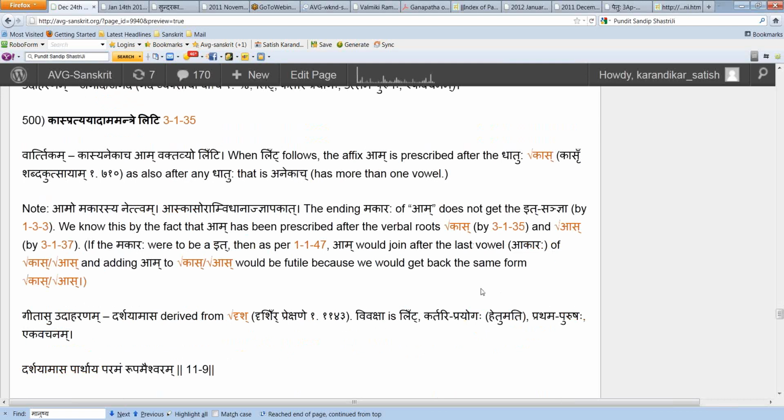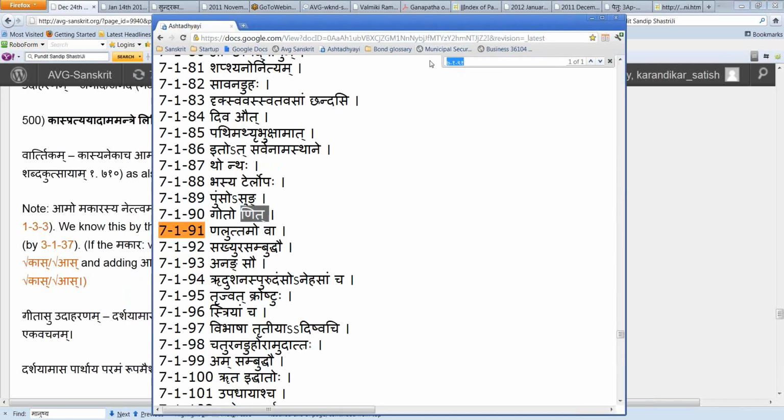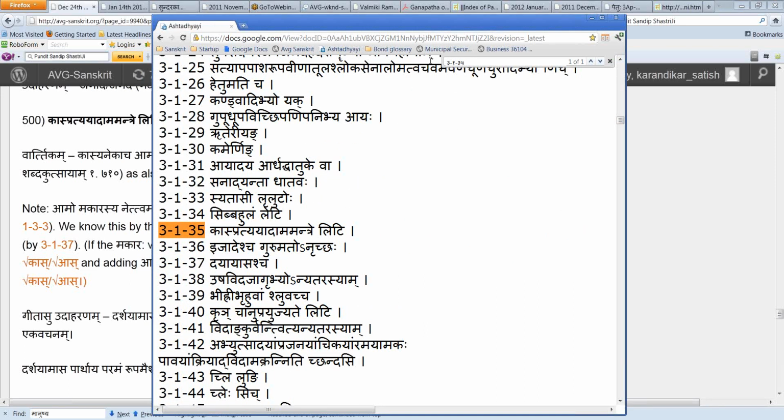Anuprayogaha. What happens is that let's look at the sutram itself. It will tell us the story. The sutram is 3.1. This is the section from 3.135 to 3.139. Kas pratyayad amantre liti. This pratyaya am is being prescribed here in certain situations of lit, which you're going to see what the situations are. We get this pratyaya am.